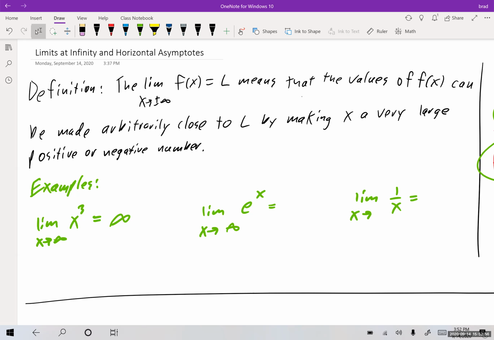Now, if you take a number like e, the natural number, and you raise it to the power of x when x is approaching infinity, wouldn't that just be some number to a really, really big power? Well, that's just going to be a really, really big number. So we say that's infinity.